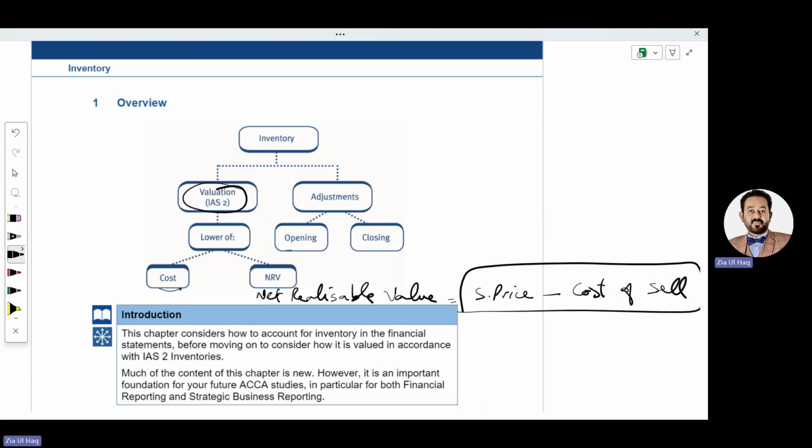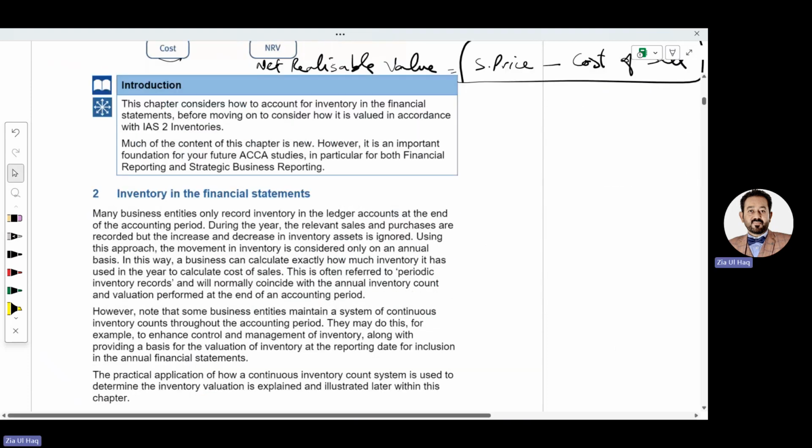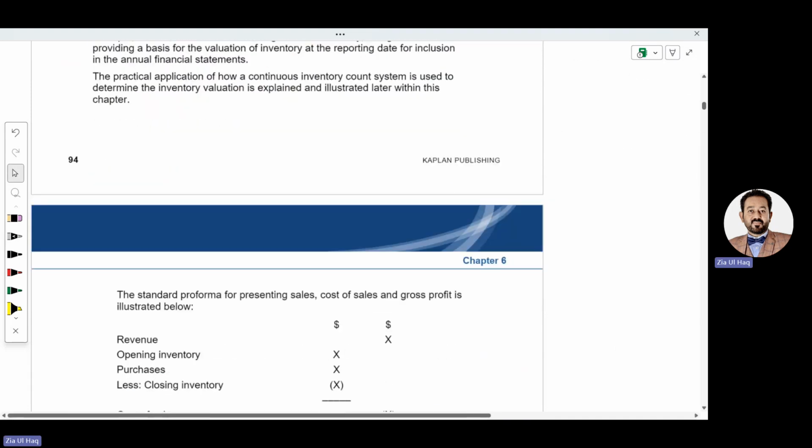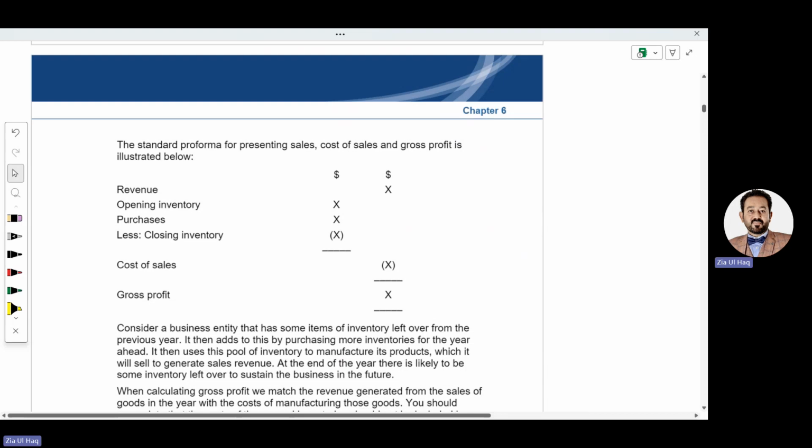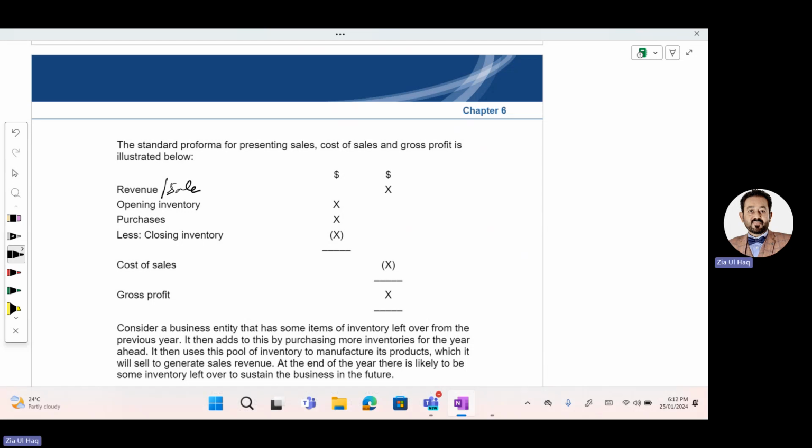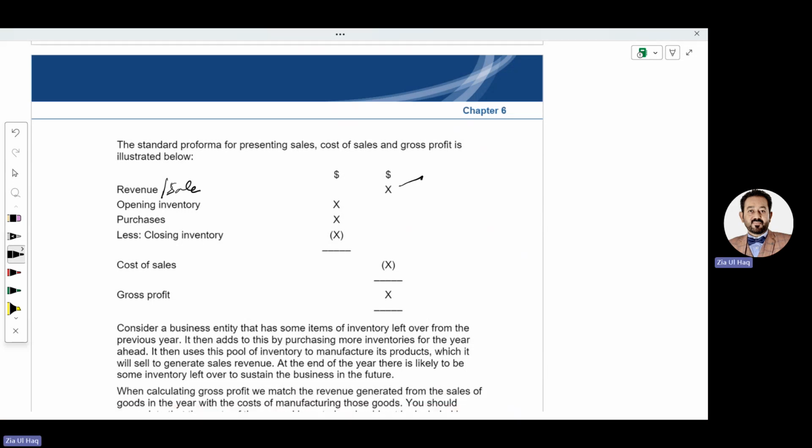Inventory could be of two types, opening and closing. Where we record the opening and where we record the closing, we have discussed. How to calculate cost of sales, and how to calculate gross profit. Gross profit is sales less cost of sales. This is the figure for sales, and this is the figure for cost of sales. We can calculate gross profit.